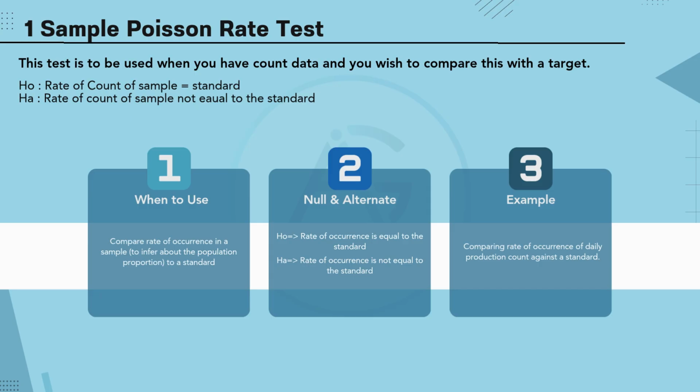Example. Let's say your production line is expected to produce 500 units per day with an average of 5 breakdowns. You can apply the one-sample Poisson rate test to verify if the observed rate of breakdowns is still in line with this standard or not.